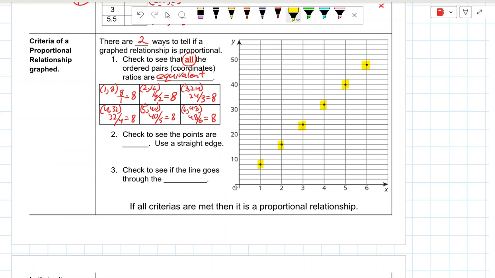So we have a streak here. Every single ratio is 8. So they are all equivalent. And that's what this said. Check to see that all the ordered pairs or coordinates ratios are equivalent. And they are. So we know it's proportional. Number 2, check to see the points are linear.